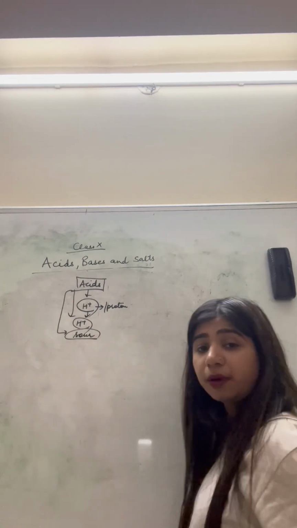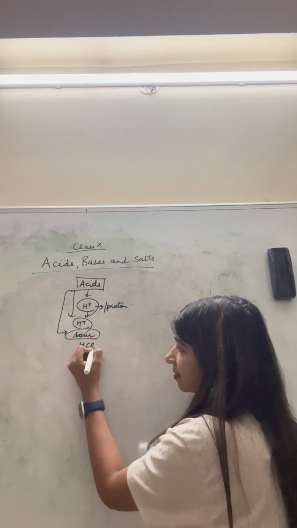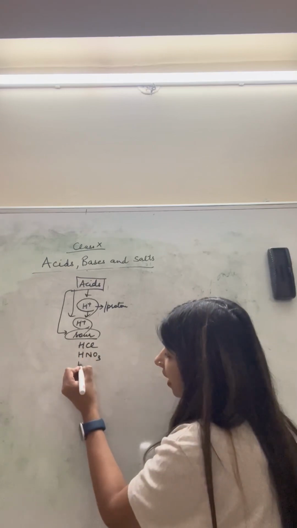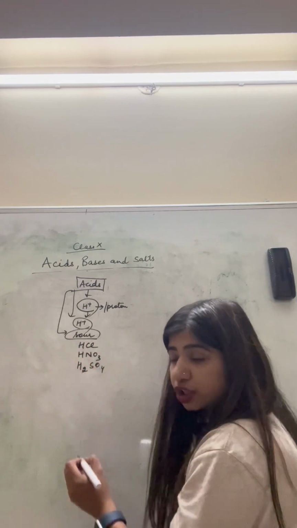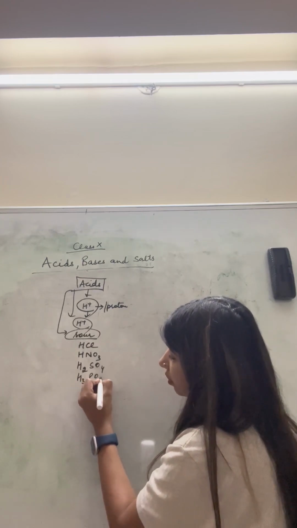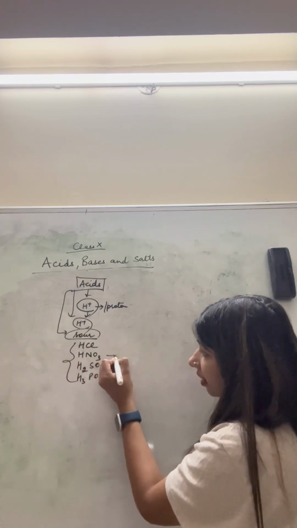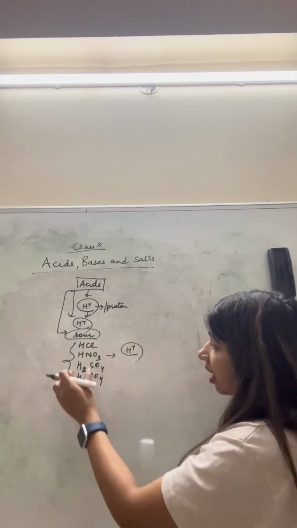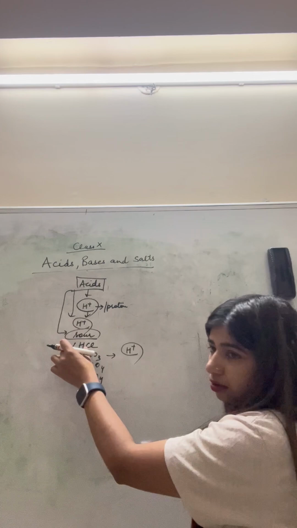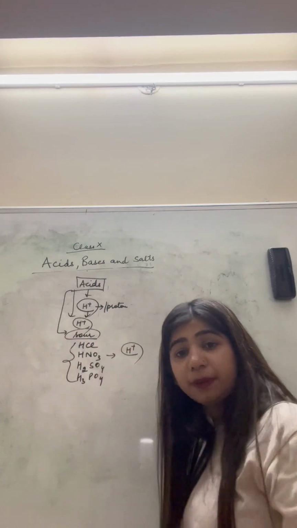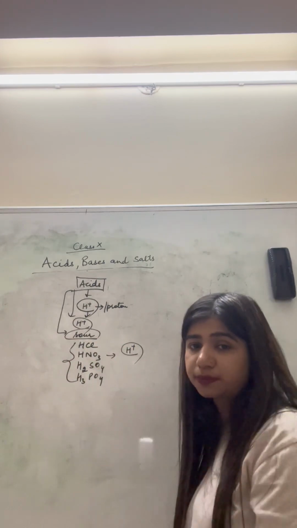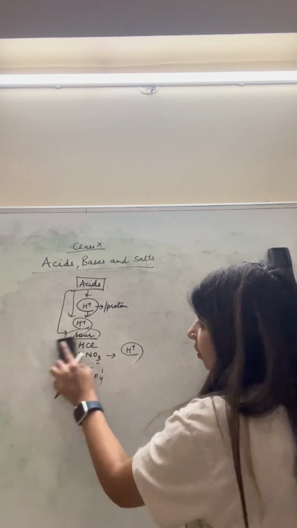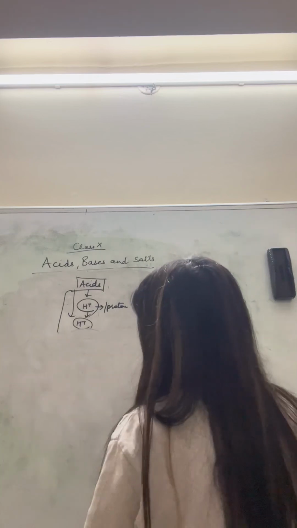You must have heard about different acids like hydrochloric acid, nitric acid HNO3, sulfuric acid H2SO4, phosphoric acid H3PO4. So all these acids, we are seeing that all these acids have hydrogen ion in common to them. There is a hydrogen ion in all. That's why they are capable of donating this proton to another substance.